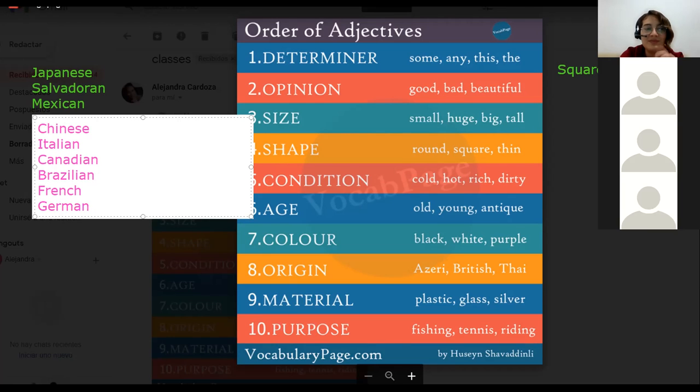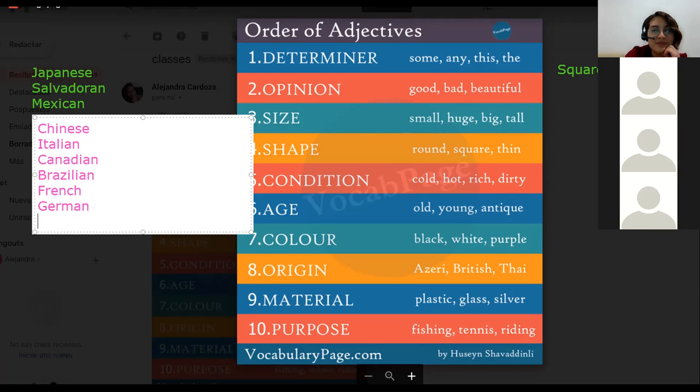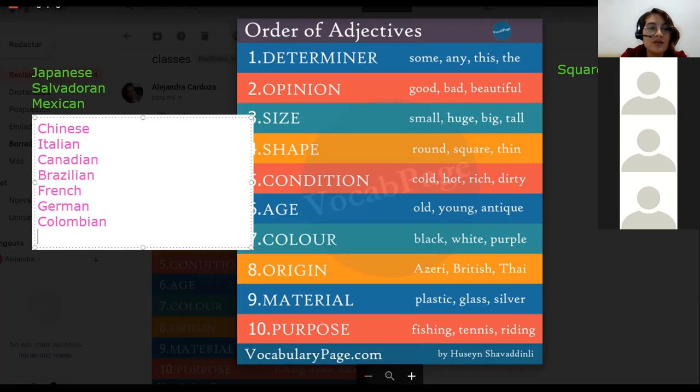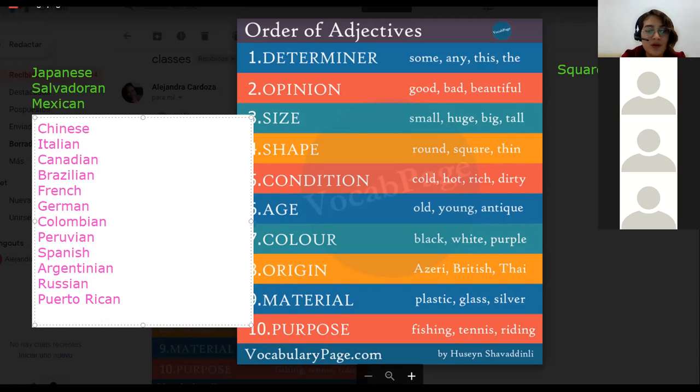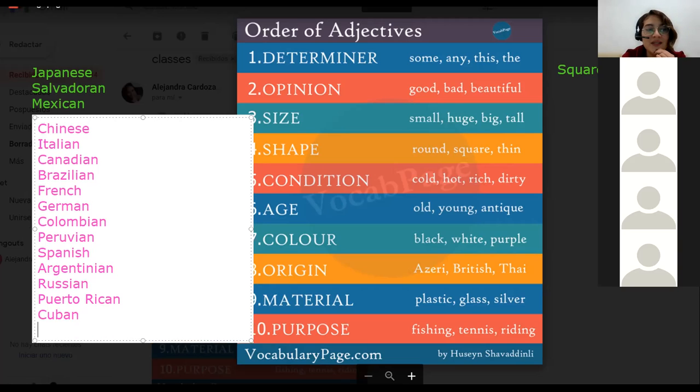German. A little bit closer to home, we have Colombian, we have Peruvian, in the Peru. We have, let's see. Argentine. Spanish, Argentinian. Russian. That's right. Puerto Rican. Cuba. Cuban. That's right.